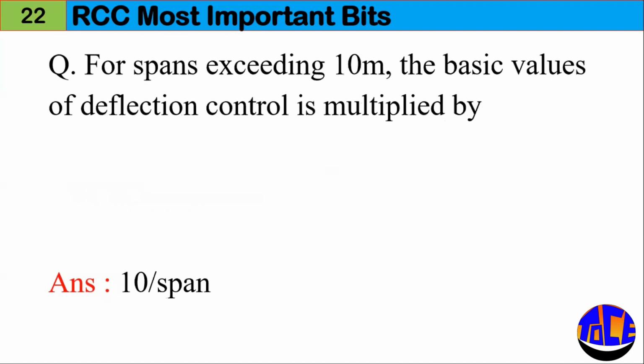Question number 22. For spans exceeding 10 meters, the basic values of deflection control are multiplied by 10 by span. For example, for a cantilever, the value is 7, right? So for this 7, you have to multiply by 10 by span if the span is more than 10 meters.